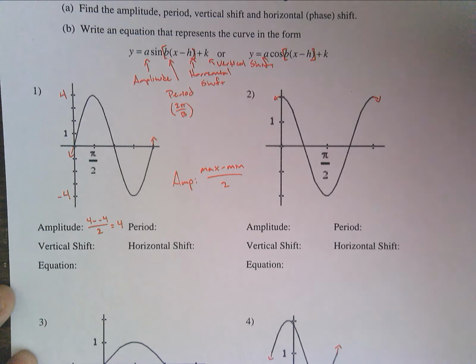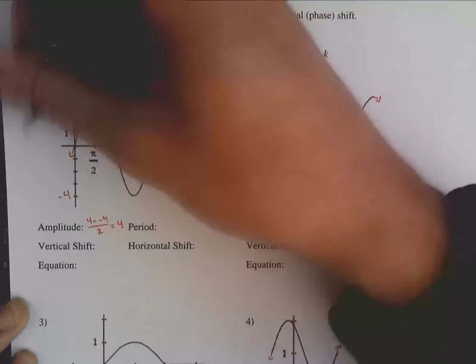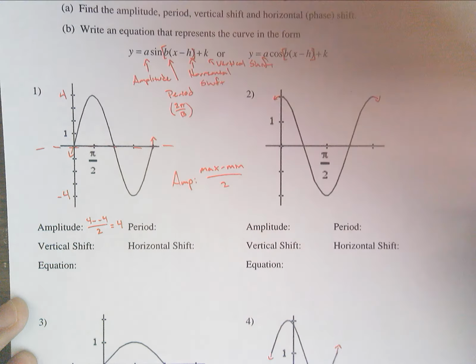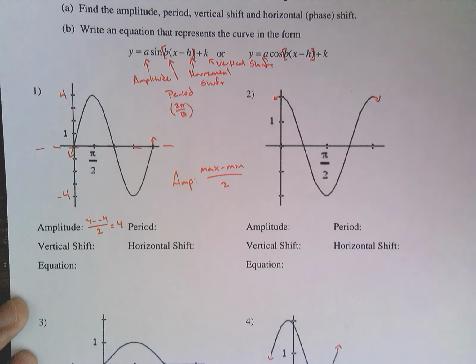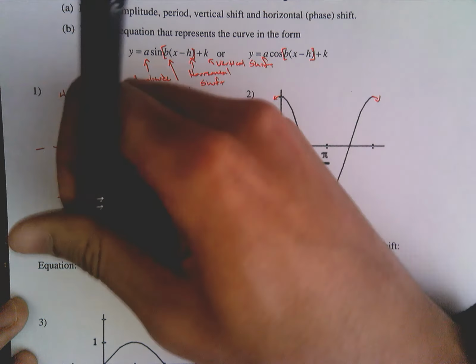All right, we see that our midline is directly in between our max and min. In this case, it is the x-axis. We have a midline of y equals 0. Our vertical shift is determined by our midline. Well, we're not shifting up or down at all. Our midline is the x-axis, so there is no vertical shift.